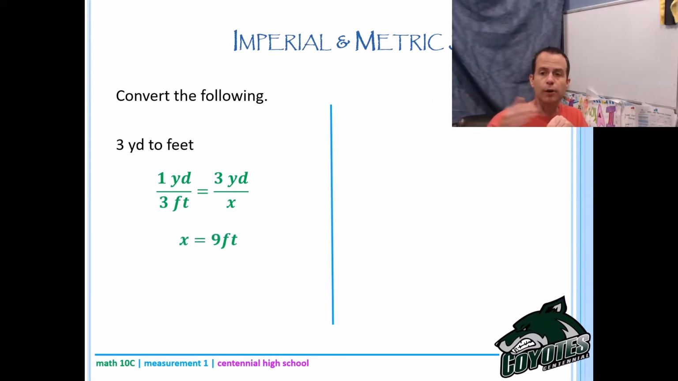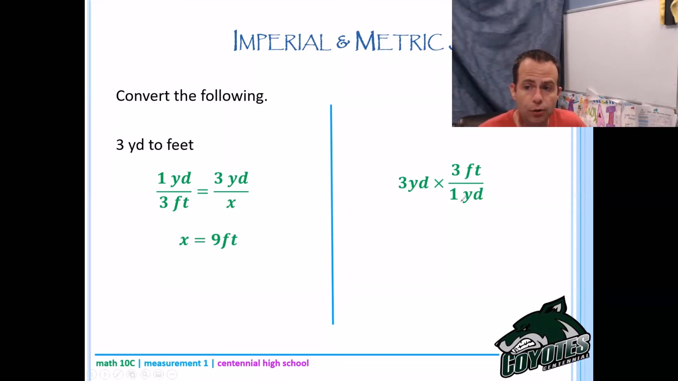Now, over on the other side of the blue line there, I'm gonna do it the other way. So I start with 3 yards and I multiply by my conversion factor. The difference here is I multiply in such a way so that the unit that I want to divide out is on the bottom. So yards and yards will divide each other out, and I'd be left with 3 times 3, 9 feet. Okay, so I still get the same answer. It's just 2 different ways of looking at it.